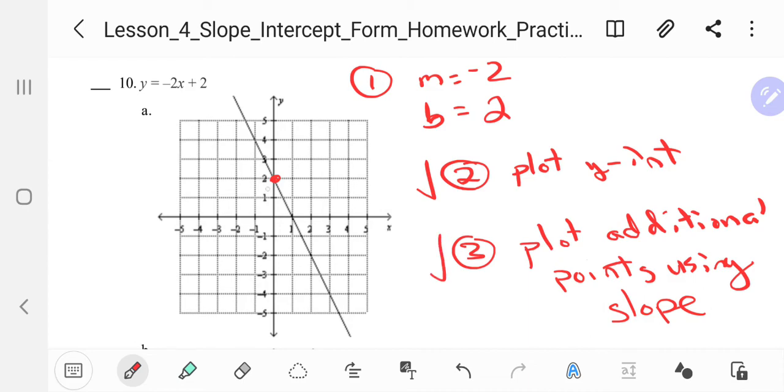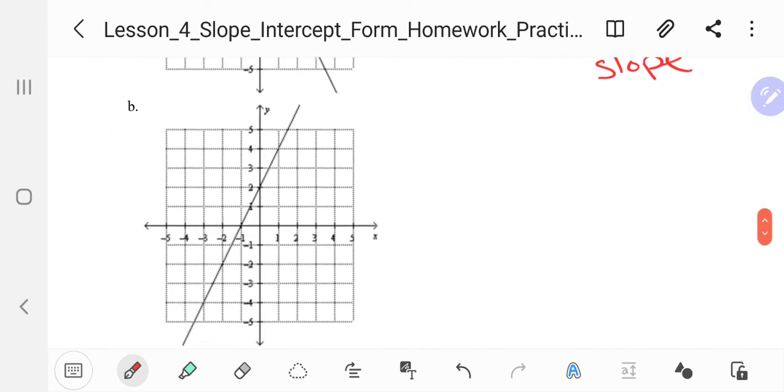So we have a negative slope, so we have to drop here. I'm going to put -2/1. Okay, so down 2/1. And yay, down 2/1. That's the one. Okay, so let's look at other ones.